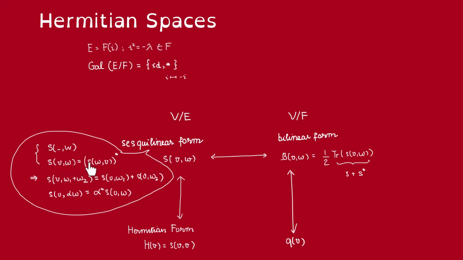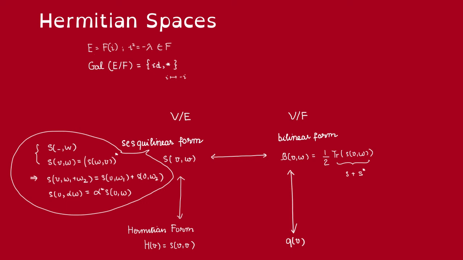So S(V, W) is the involution applied to S(W, V). From this we can deduce that S must be conjugate linear, or as some people say, semi-linear in the second variable. That is, it preserves addition, that's fine, but scalar multiplication works this way.